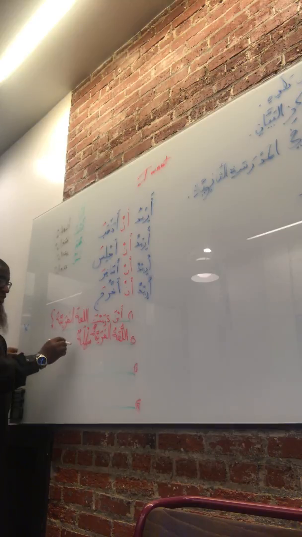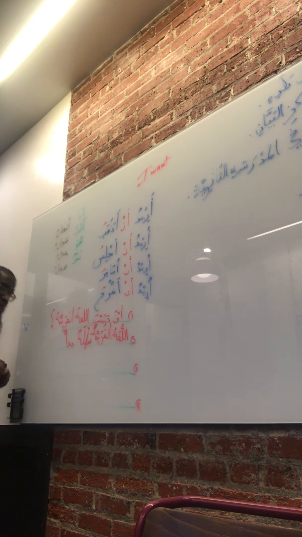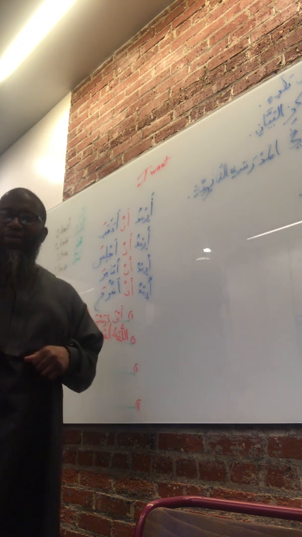Jiddan. MashaAllah. اللغة العربية سهلة جدا. Very, very easy. It has a lot of easiness in it. It's very easy. Okay, good.